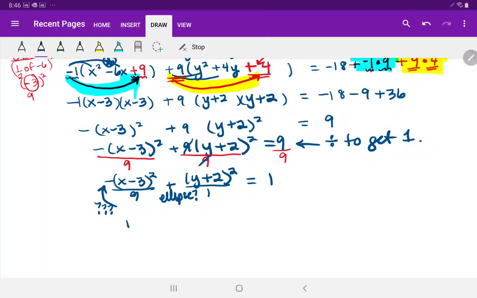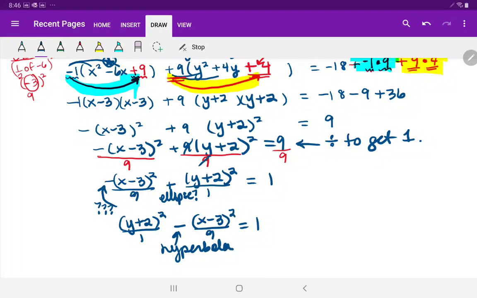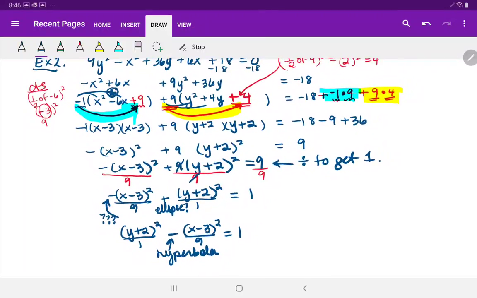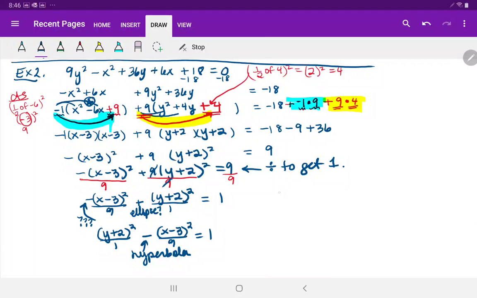So in fact, we should put the positive term first and the minus second. And this is actually a hyperbola and not an ellipse. Okay, and let me show you from the beginning how we know with our new list.